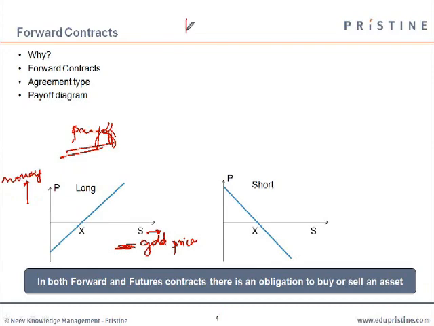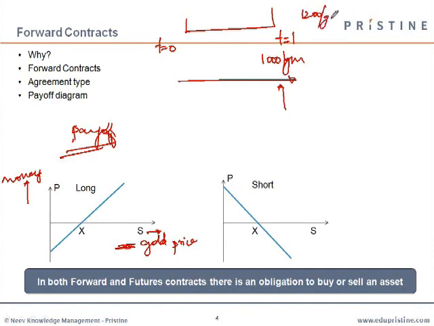Okay, now let's take our example. That is, at time t equal to 0, I enter into an agreement to purchase gold at time t equal to 1 at rupees 1000 per gram. Correct? Now let's say this year I entered into a forward contract to purchase gold next year at rupees 1000 per gram. Now let's say after 1 year, that is on the day of contract expiry, the actual gold price is 1200 per gram. Okay? Now the person who is long the contract stands to benefit.